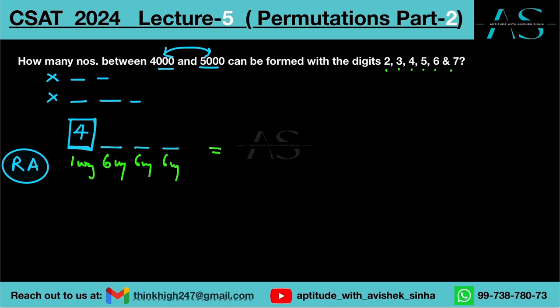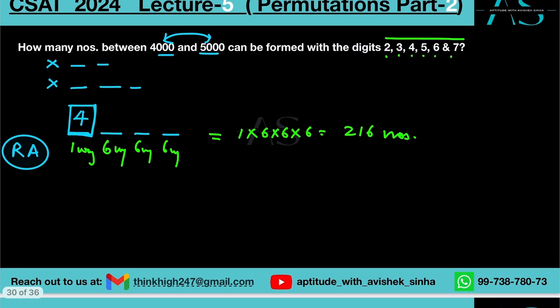How many numbers between 4,000 and 5,000 can be formed with the digits 2, 3, 4, 5, 6 and 7? The answer is 1 into 6 into 6 into 6, which is 216 numbers. And that is my answer. I hope this is clear. All right. Let's look at the next question.